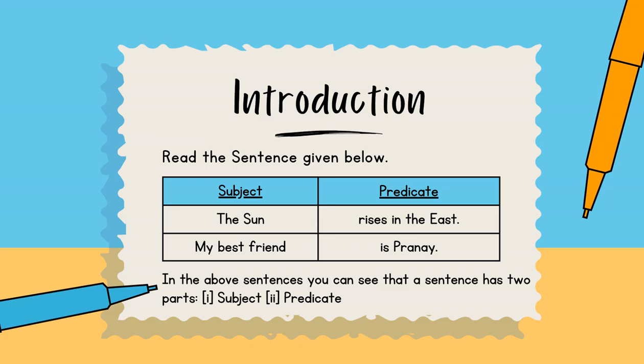Introduction. Read the sentence given below. The sun rises in the east. My best friend is Pranaya. In the above sentences, you can see that a sentence has two parts, subject and predicate. This was the introduction. Now let's learn it in detail.